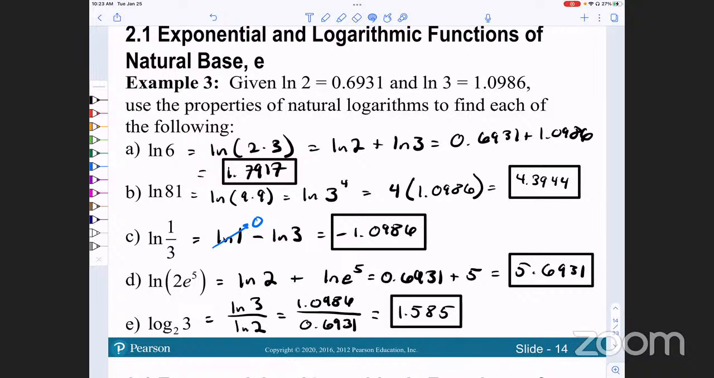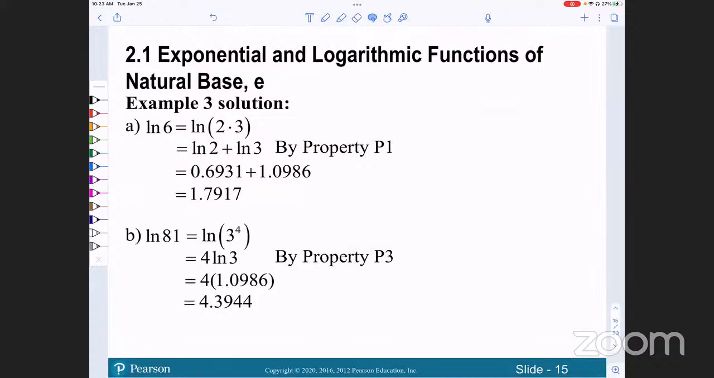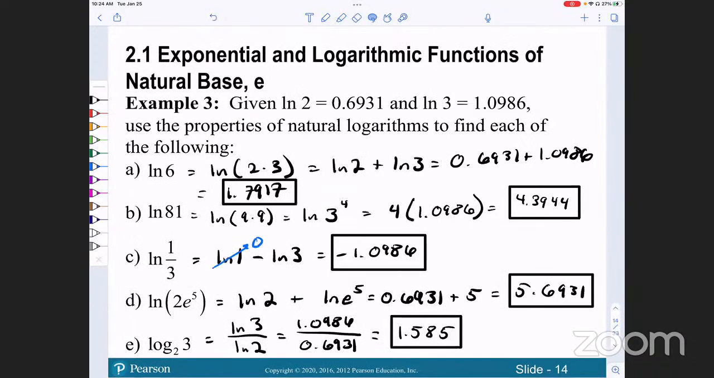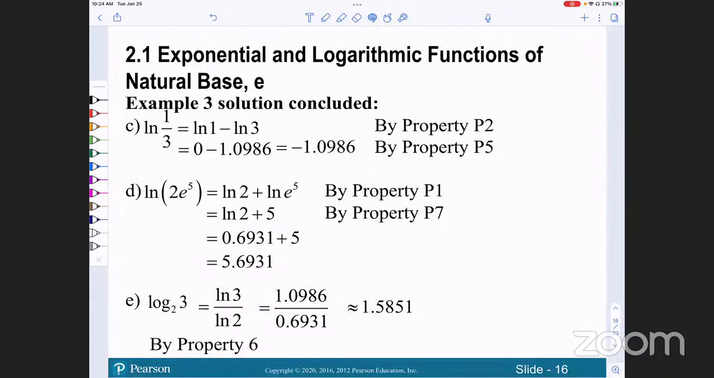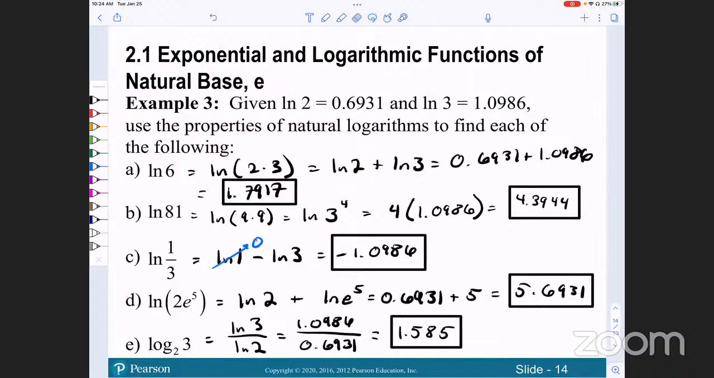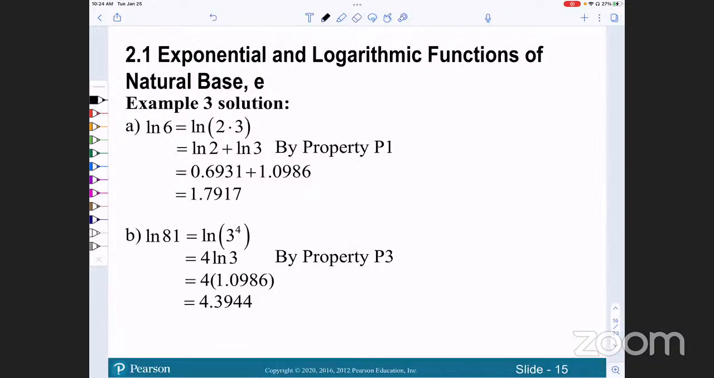Got a negative? Yeah, we got a negative. 69, 31, and 585. It said approximately. So anyway, that's fine. Okay.